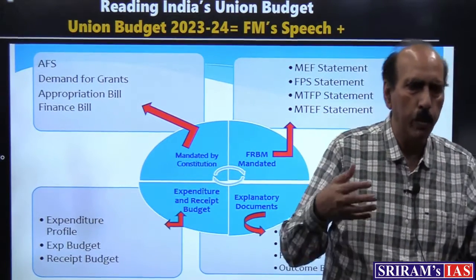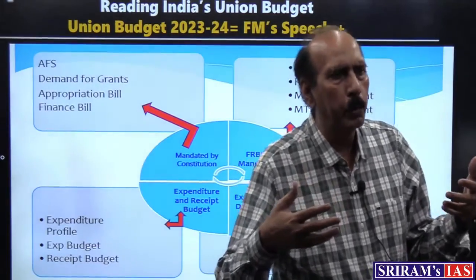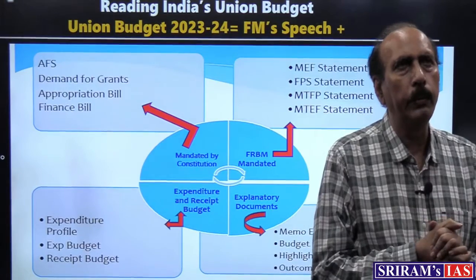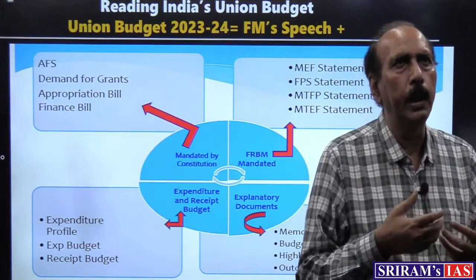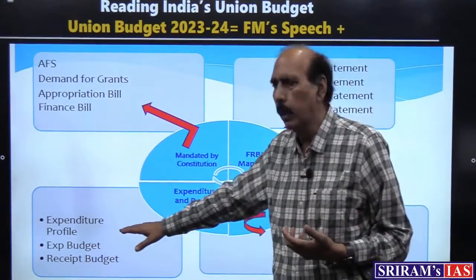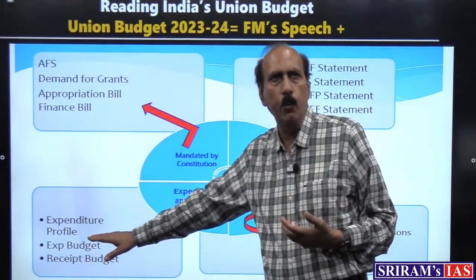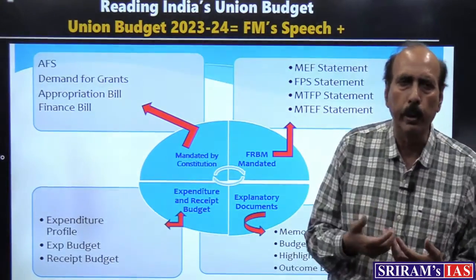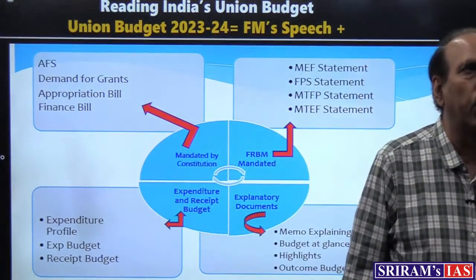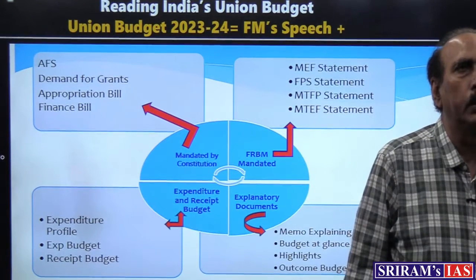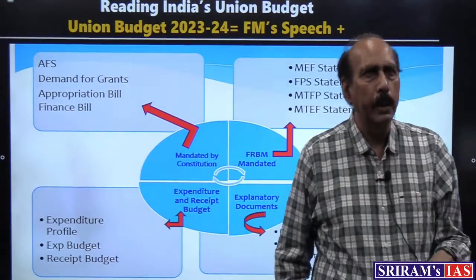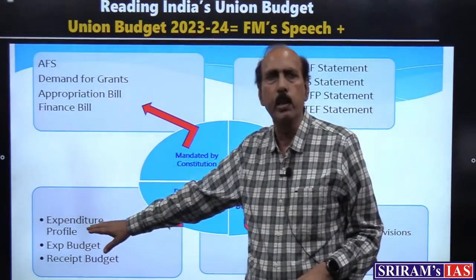After the railway budget and the union budget were merged together from 2017-18 onwards, the government has presented the allocation to railways also in the expenditure profile. They are also referred to in the expenditure profile. If you want to see how much money is transferred by the government to states or down to the local bodies in a particular year, that can also be found in the expenditure profile.